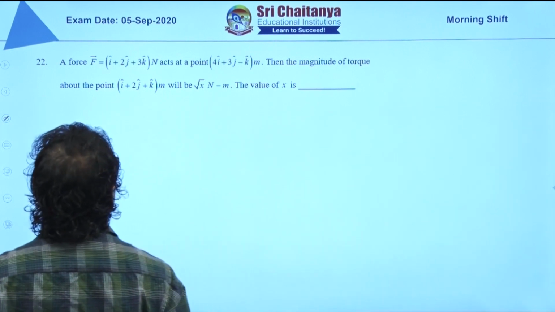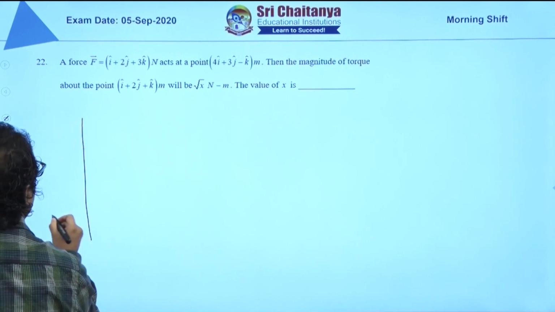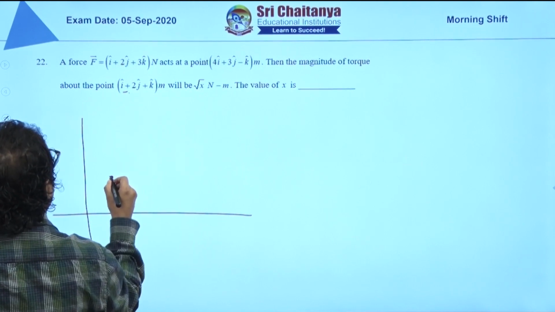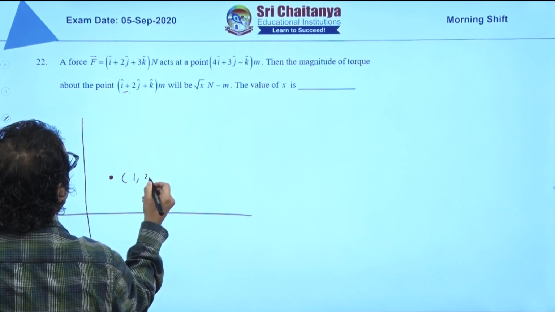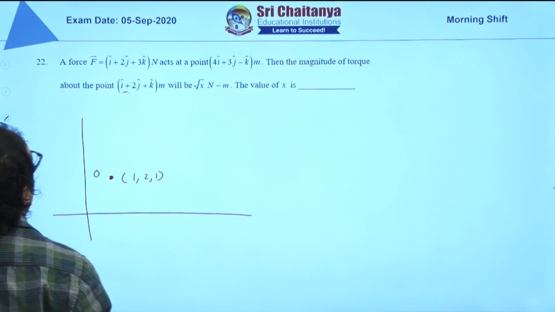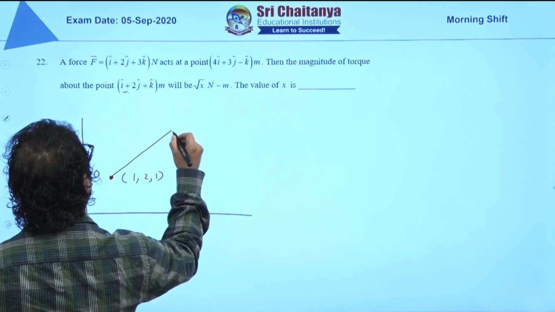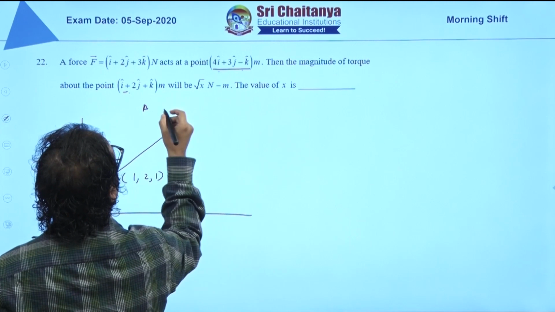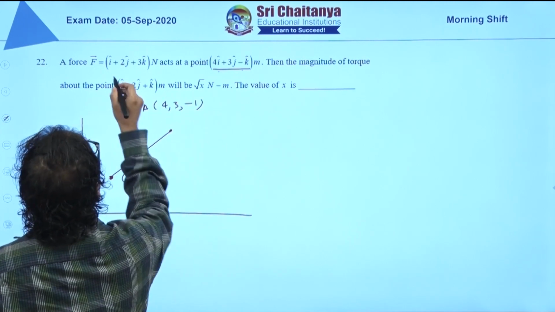So, what exactly will we do here? Let us say this is our coordinate system. This point here, we can see the coordinate is 1, 2, 1. About this we have to find the torque. And the force is acting at a point, let us say this point is A. Here the coordinate we can write 4, 3, minus 1, and the force applied is this.